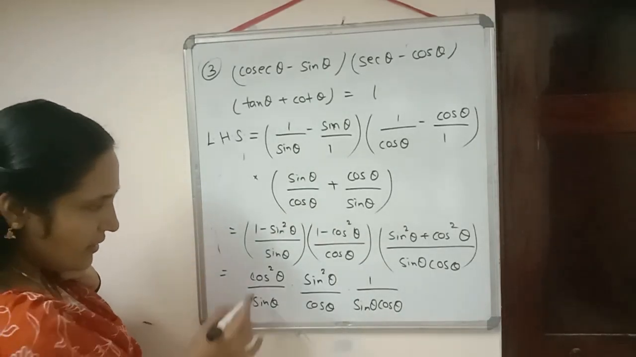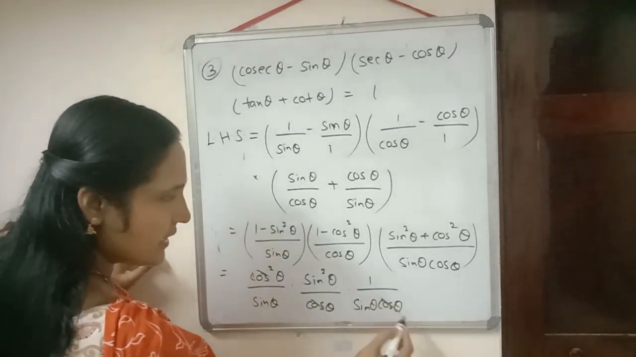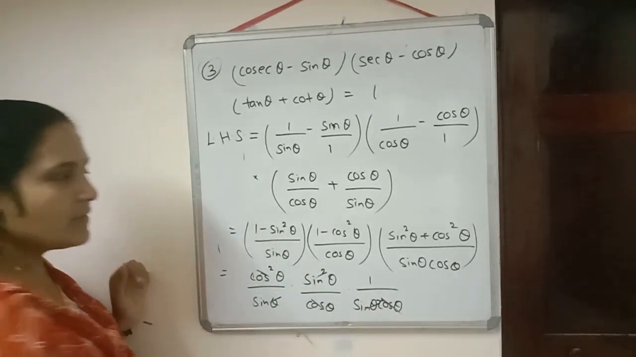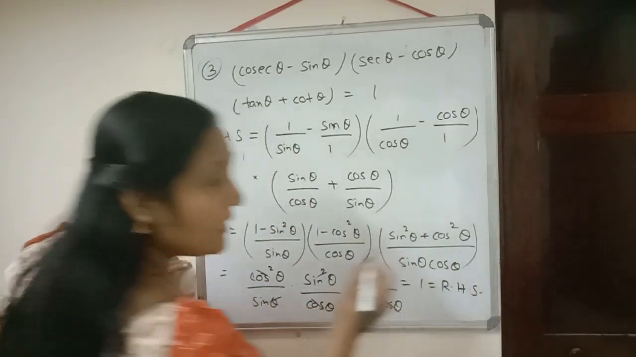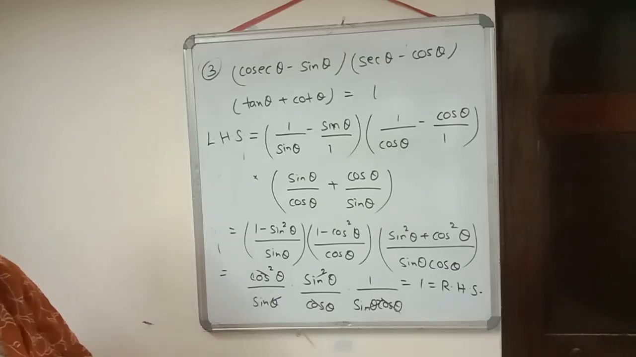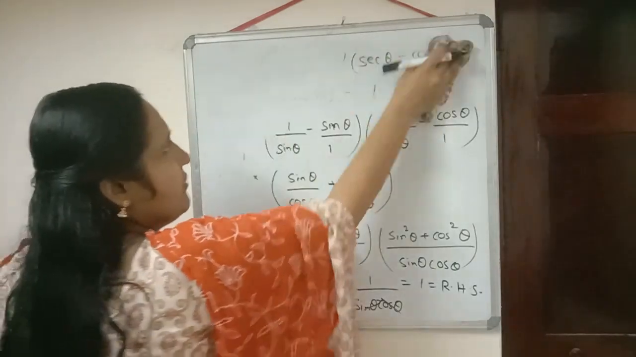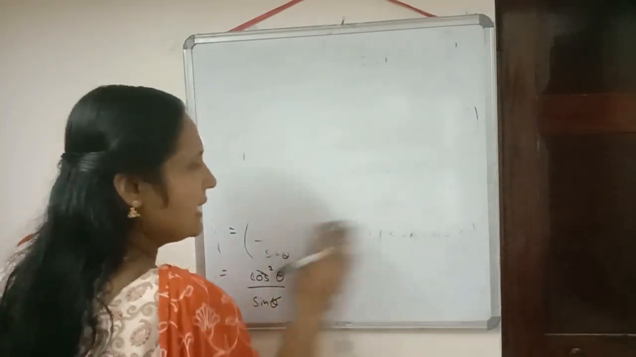So just to check, 1 cos theta and 1 cos theta will get cancelled here, and 1 sin theta, these two will get cancelled. Similarly, sin square theta also will get cancelled. Answer will be equal to 1, which is equal to our right hand side. So I hope these concepts are clear to you, how to use the identities. Okay. Now we'll practice some more questions to make your concept more clear.